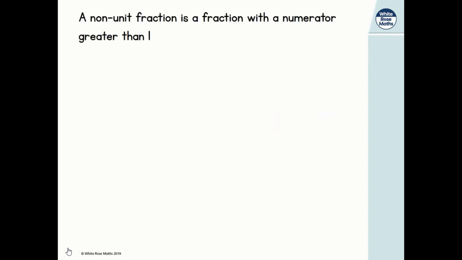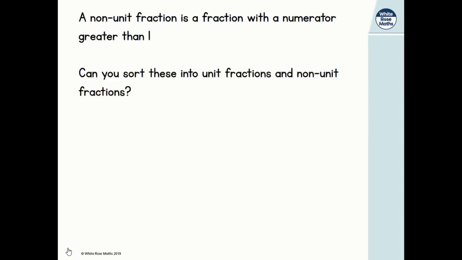We know a non-unit fraction is a fraction with a numerator greater than 1. So can you sort these into unit fractions and non-unit fractions? The first one is 3 quarters. That's right, a non-unit fraction, because the numerator is greater than 1. 6/7. That's right, non-unit fraction, because the numerator is greater than 1. The numerator is 6, that's greater than 1.